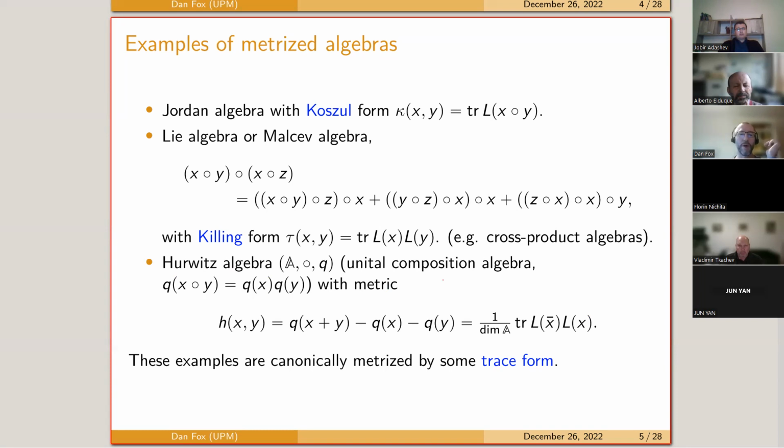It's not completely standard terminology, but it's to distinguish it from some of the other trace forms that will show up in what follows. For a Lie algebra, or more generally a Malcev algebra, which is one satisfying this identity here, which I've hopefully written correctly, such algebras are metrized by their Killing form. And the Killing form is a different trace form. Here I say in parentheses, e.g. cross product algebras, the standard examples of Malcev algebras are the imaginary quaternions and the imaginary octonions with the anti-commutative bracket induced from the quaternion and octonion multiplications.